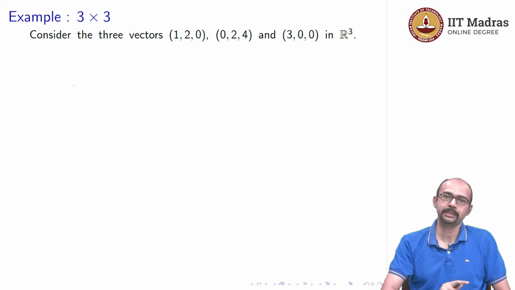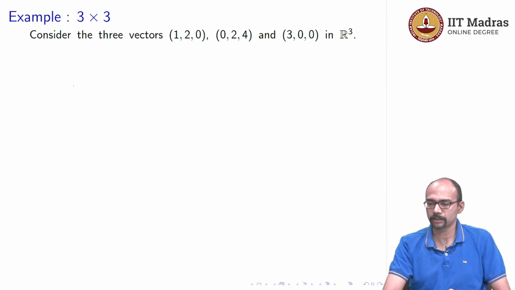Finally, let us see a 3 by 3 example. So, that means you have 3 vectors in R3. So, let us take the vectors (1, 2, 0), (0, 2, 4) and (3, 0, 0).